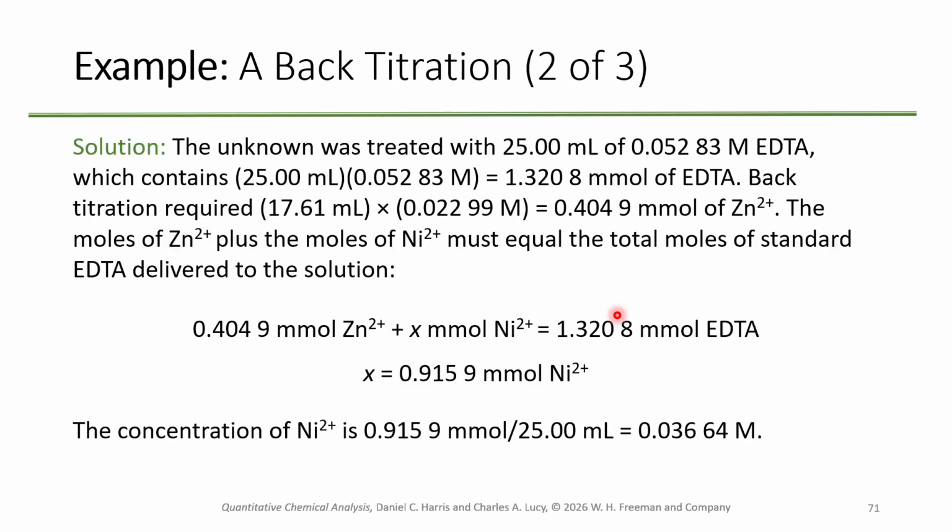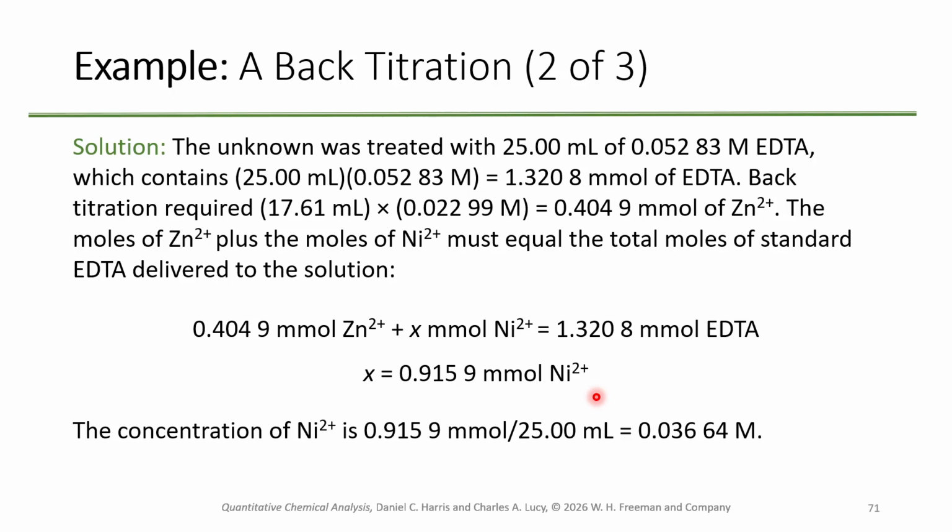So we go ahead and do the math. Again, how do we get the millimoles of EDTA? Well, we take the milliliters times the concentration, right? That gives us millimoles of EDTA. We get the millimoles of zinc. We take the difference between those. And we're going to get the millimoles of nickel. That's all a back titration is.